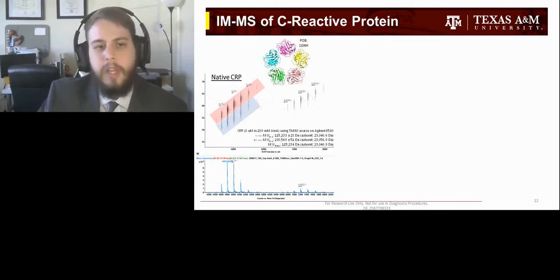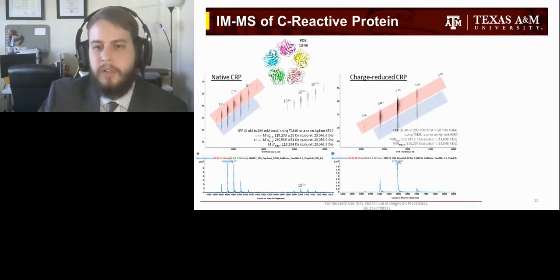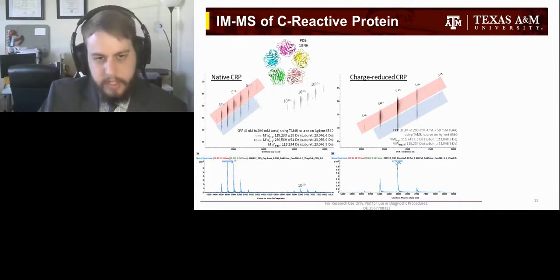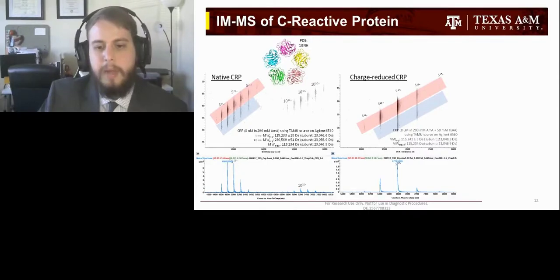And we can also look at charge-reduced C-reactive proteins. We can charge reduce it by adding in a small amount of triethyl ammonium acetate, TEAA, as a charge-reducing reagent. And this shifts the charge state down from a center of 23 to a center of 17 in our charge state distribution. And again, there is really good agreement between the theoretical molecular weight of the subunits and the experimentally calculated subunit molecular weights. But again, we see this distribution of these two conformers.